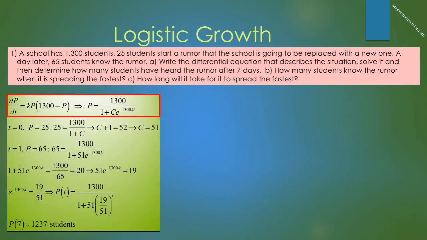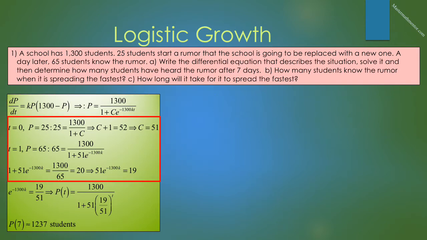Rumor spreading signals logistic growth, with our carrying capacity to be 1,300. So our differential equation is dP/dt equals KP times the quantity 1,300 minus P. And we know that this will translate to the solution P is equal to 1,300 over 1 plus Ce to the negative 1,300 Kt. Our job is to find both C and K.